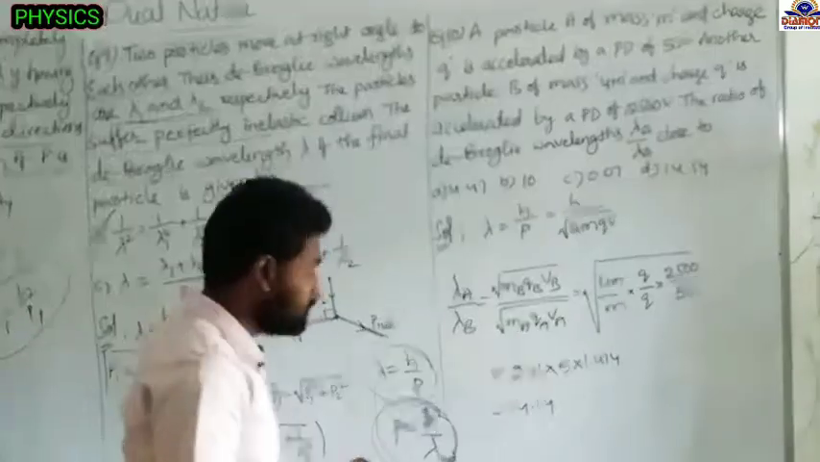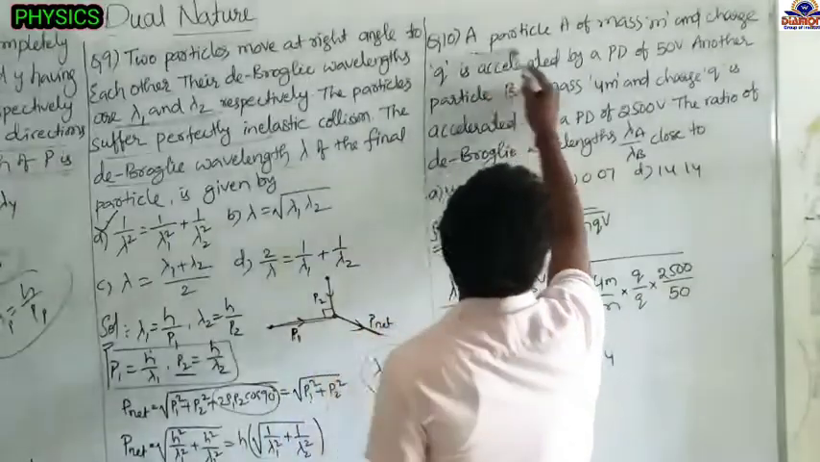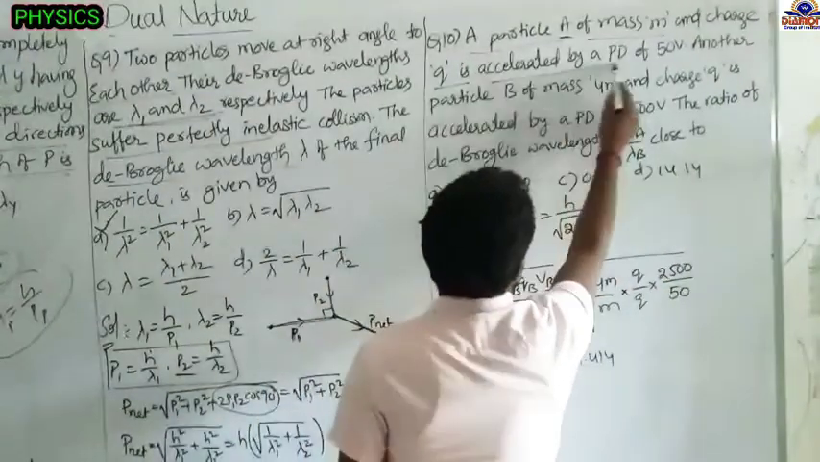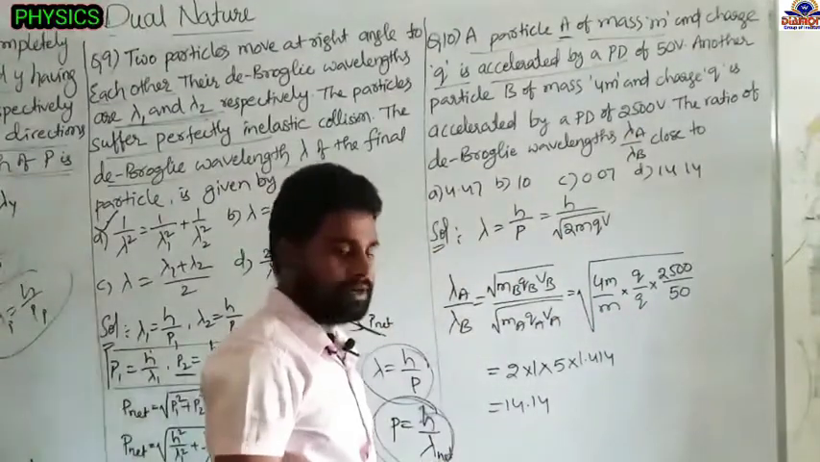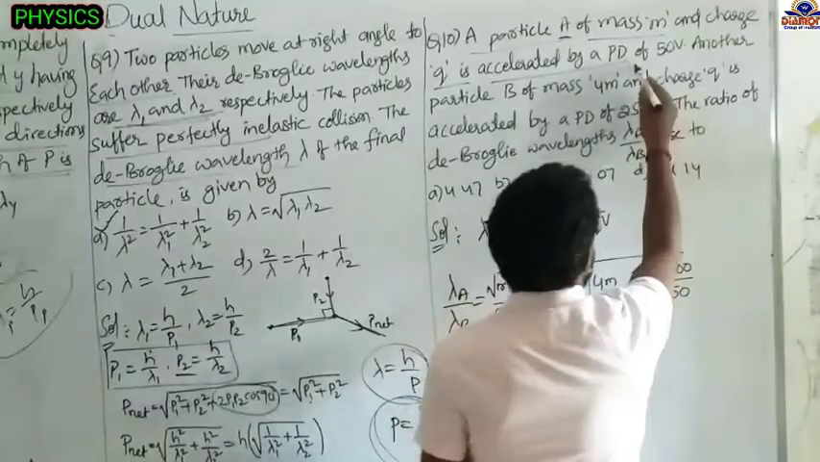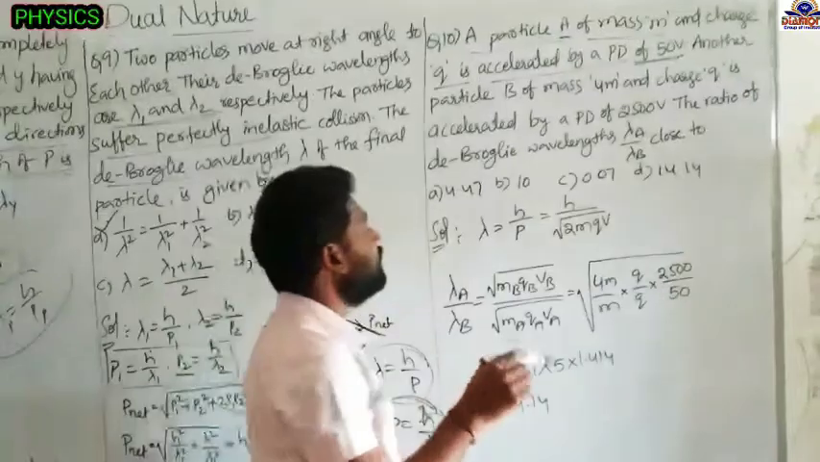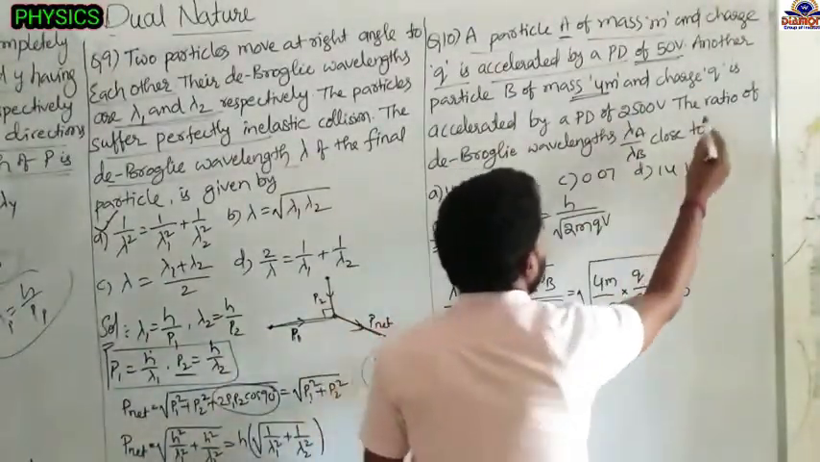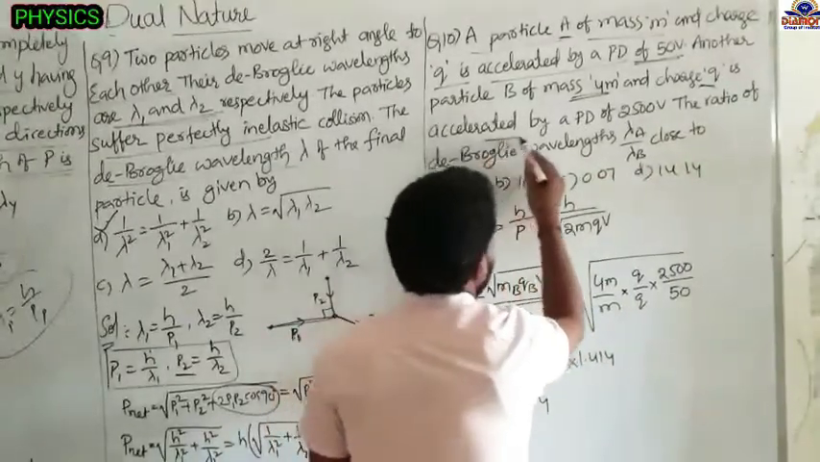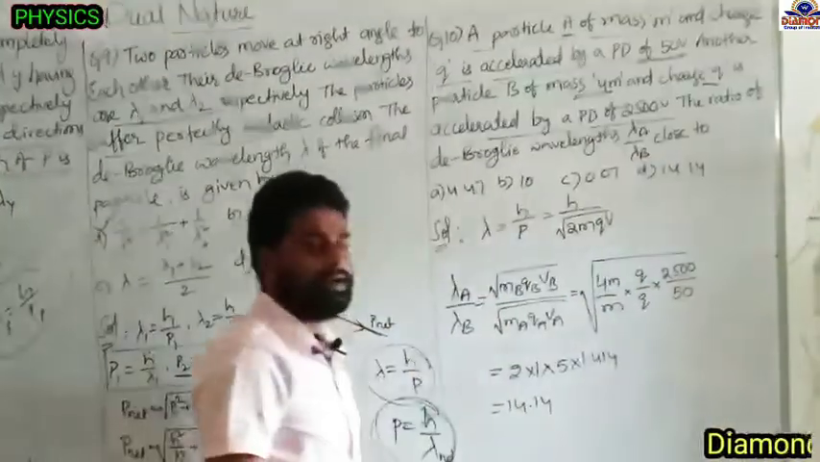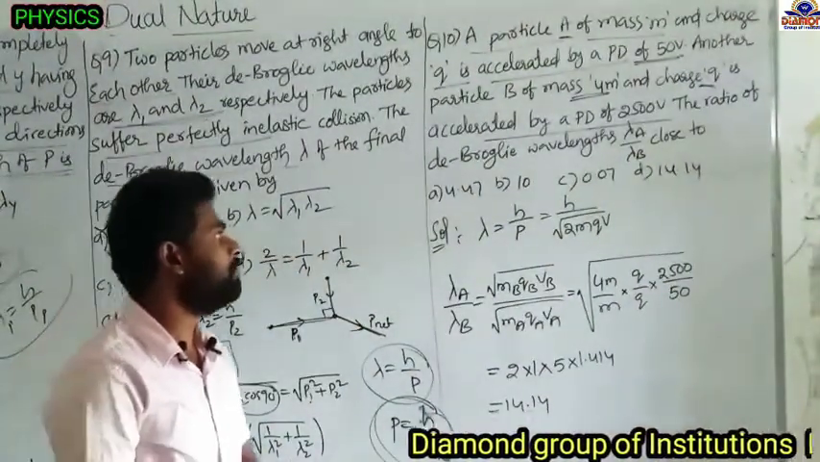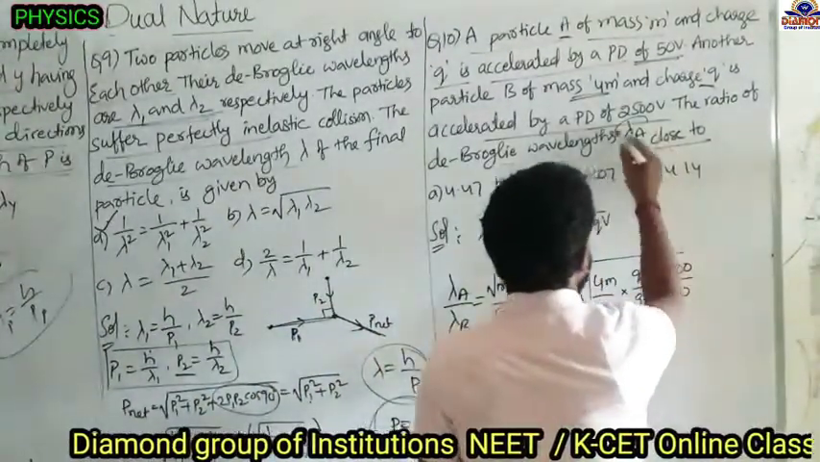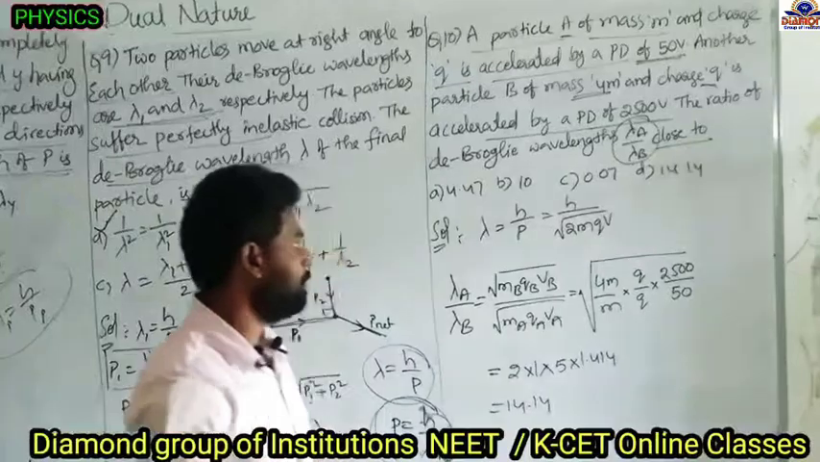And the next question. A particle A of mass m and a charge q is accelerated by a PD, means potential difference, of 50 volt, and another particle B of mass 4m and charge q is accelerated by a potential difference of 2500 volt. The ratio of de Broglie wavelengths lambda A by lambda B is close to. So the ratio of the wavelength we have to find, lambda A by lambda B.